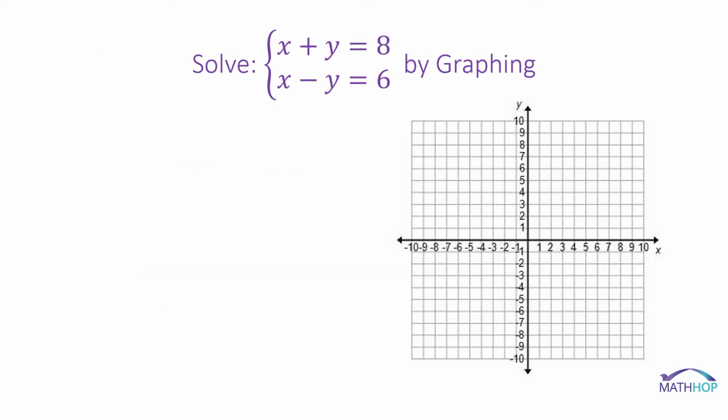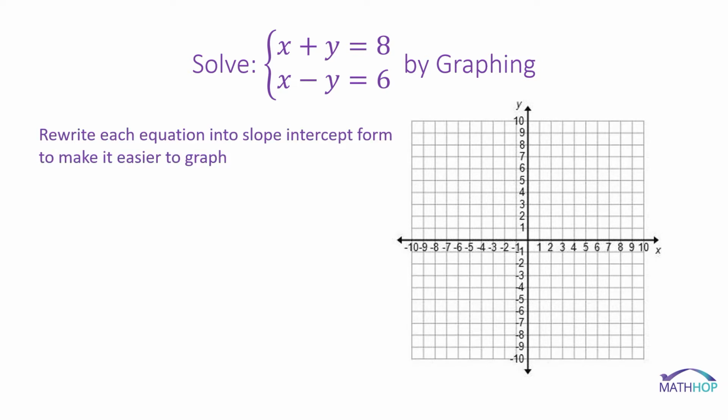All right, so let's get started. Let's solve the system x + y = 8 and x - y = 6 by graphing. First step, we are going to rewrite both of these equations in slope-intercept form to make them easier to graph. Now, you could argue that we could graph these by plotting the intercepts, and you could do that. But I'm going to go ahead and take the time to rewrite them in slope-intercept form. Starting with x + y = 8. This is really easy to move into slope-intercept form.